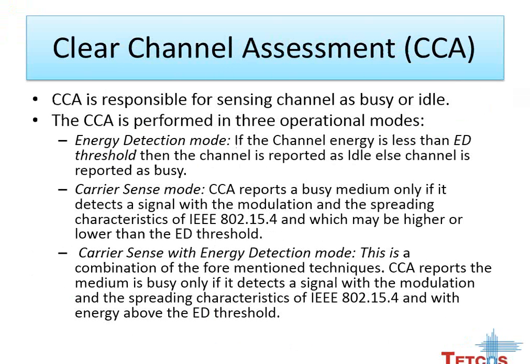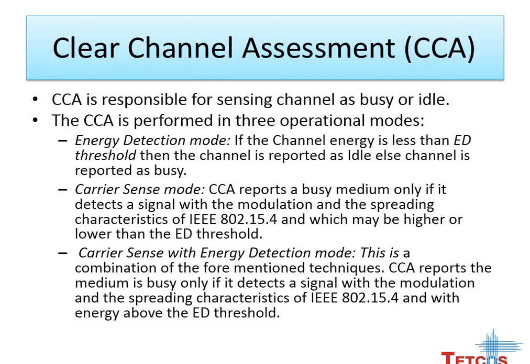Next is the clear channel assessment. So the purpose of the clear channel assessment, or CCA, is for sensing the channel and deciding whether it is busy or idle. So it has three modes, or three ways of performing. The first one is energy detection. If the channel energy is less than the ED threshold, or energy detection threshold, then the sensor will report the channel as idle, or else it will report it as busy.